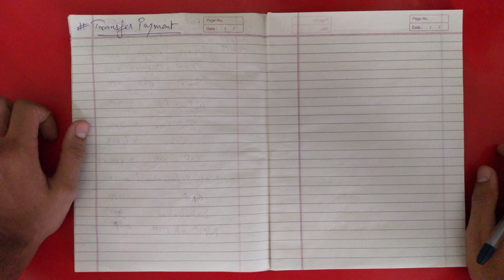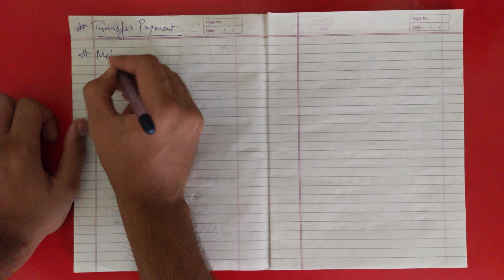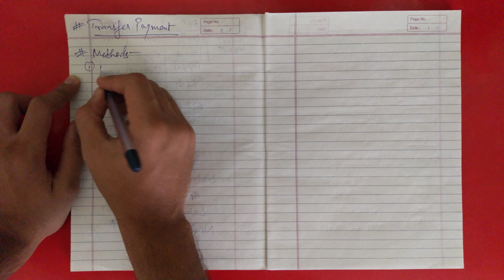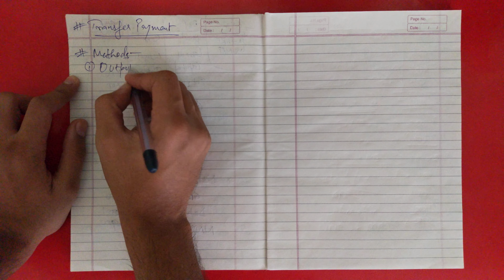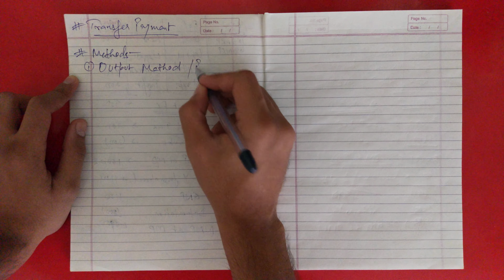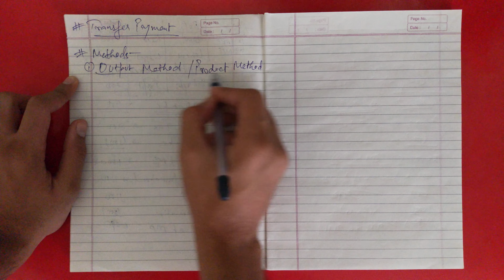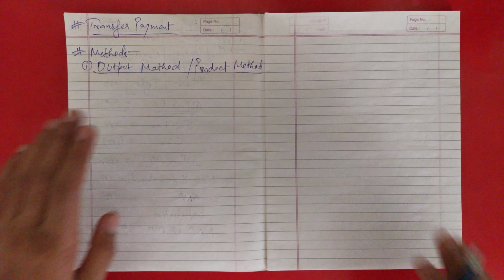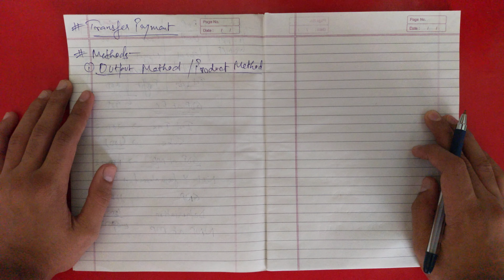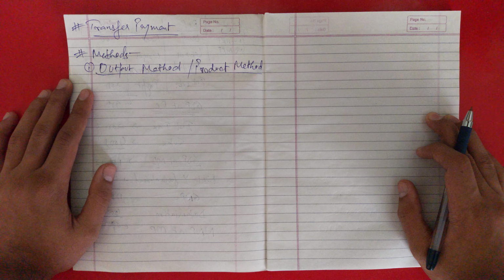Next topic is the three methods to estimate national income, that is, methods of national income accounting. So the first method is the output method, or product method. We will discuss all three methods one by one. In this output method, as the name suggests, national income is measured by the flow of goods and services, that is, the output which you have produced.